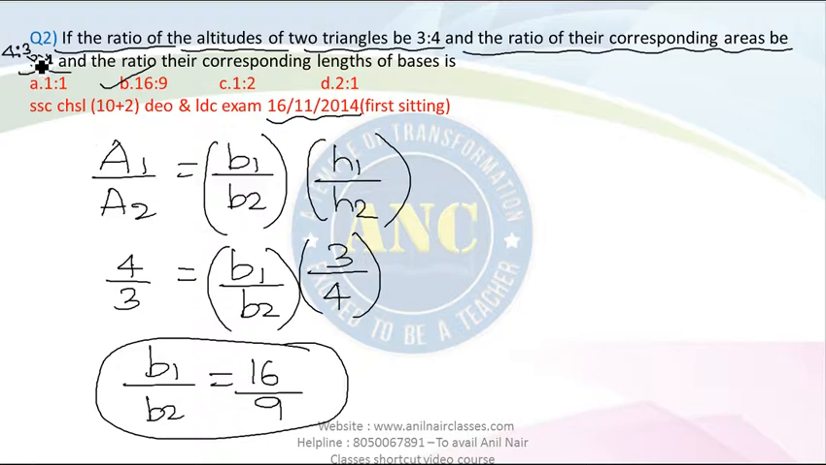Sir, can I solve this question taking the same numbers, 3:4, which were given earlier in the question? Yes, you take this as 3:4. Here also it is 3:4. Then the bases will be in the ratio 1:1. That means the bases are not changing. That is the meaning of it.